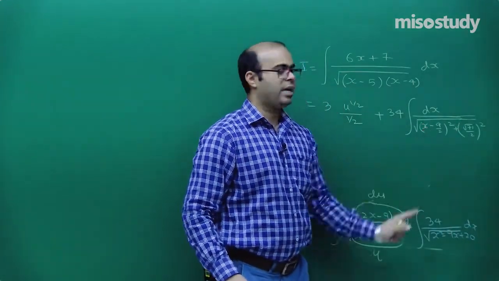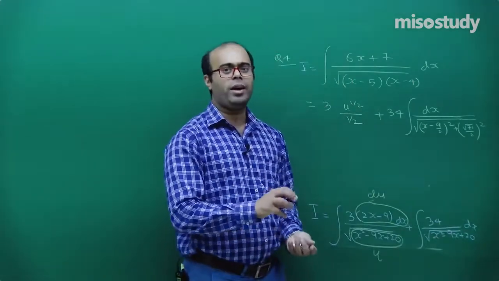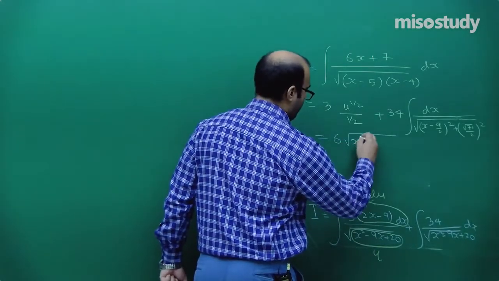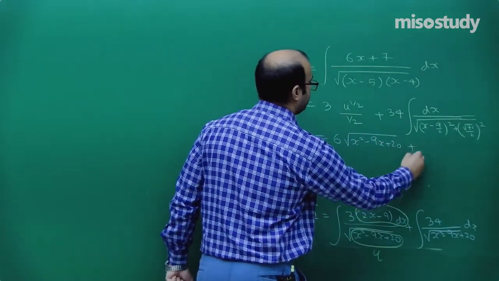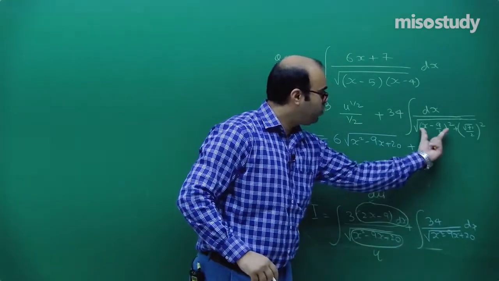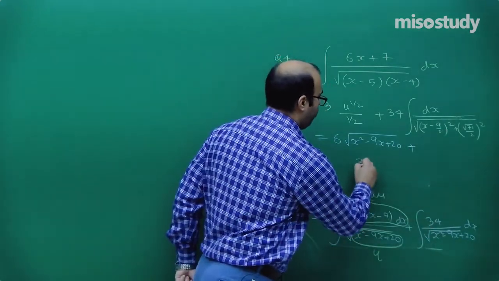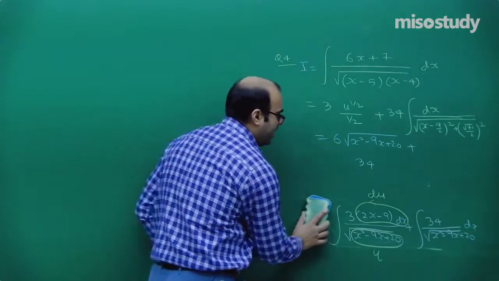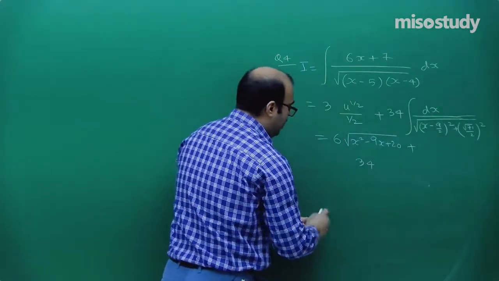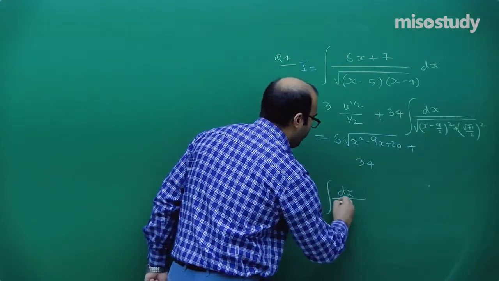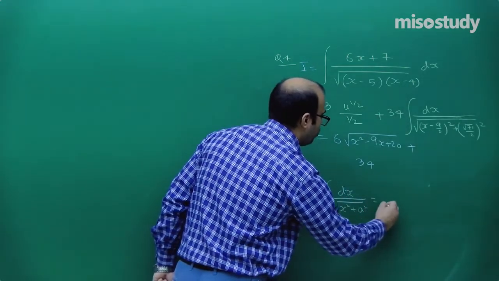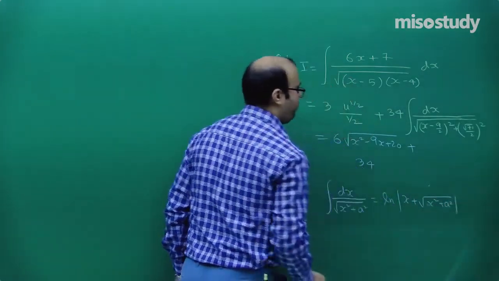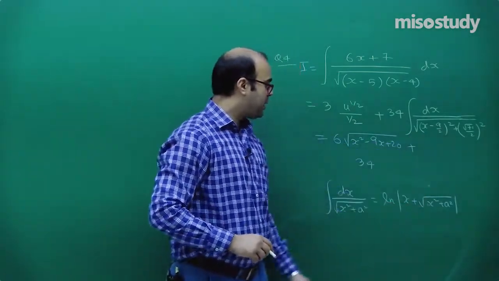So, here only one place x is found, here there were two places, one was x square and one was x. Let us write u as x square minus 9x plus 20, and if we try to integrate this, this is plus 34, let us write here, and the integration of this, for which we have a formula which we did in indefinite integration, that the integral of dx by root over x square plus a square is equal to log of x plus root over x square plus a square. So, if we remember this formula, we have to apply the same formula here.